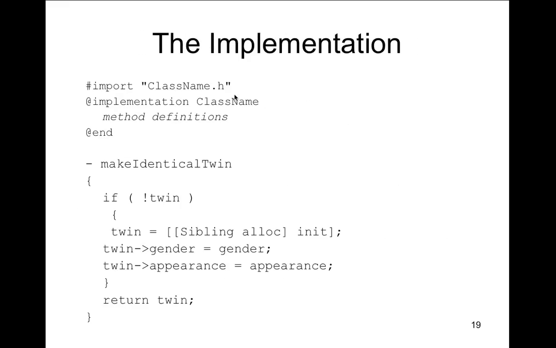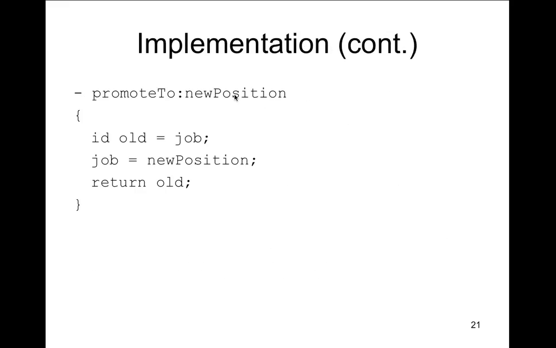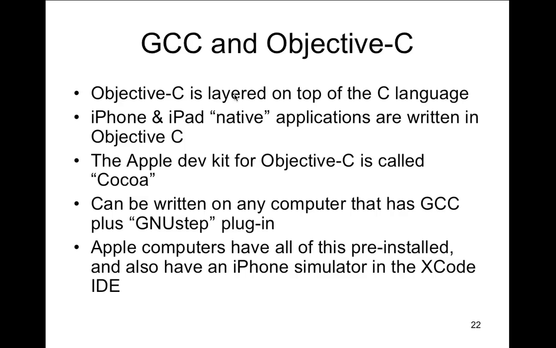So as we go through some of the examples, you'll sort of just see the syntax at use. There's no way of learning how to program in this language by reading PowerPoint slides. You actually have to implement, which is kind of the purpose of this course, so we'll have some practical hands-on implementation. So GCC and Objective-C. Objective-C is layered on top of the C language. iPhone, iPad, native applications are written in Objective-C.